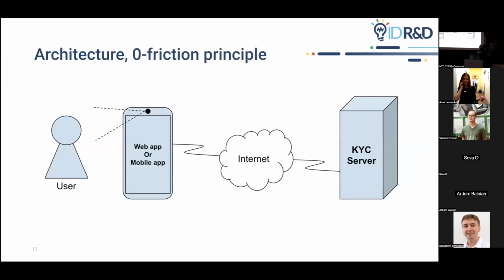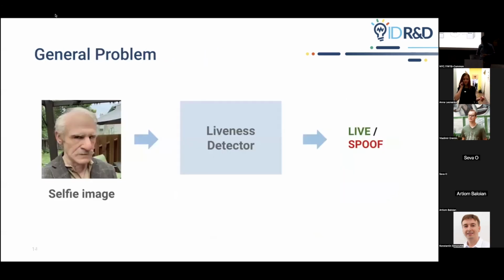So this is the description of the task that we have, and this is how we're implementing it, a very, very general representation of the KYC system. The user installs the mobile application or opens the web application on a smartphone, doing the onboarding procedures like making a selfie, making a photo of the document, and so on. Then this image travels to the KYC server, where our algorithm should decide whether this is a real original image or it is injected or presented to the camera.